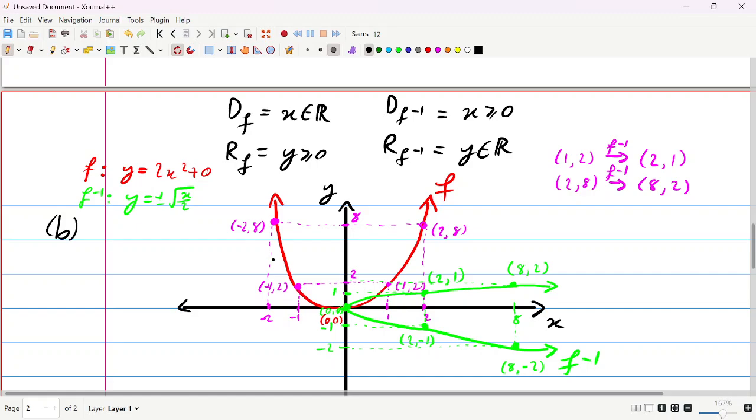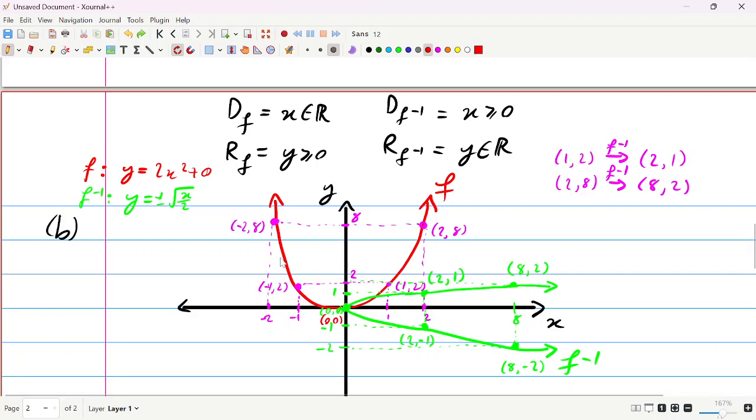But what do we notice here? Do you notice that the domain of f is just basically the range of the inverse, but the x and y are swapped? And the range of f is basically the same as the domain of f inverse, but the x, y are swapped. Do you notice that the range of the inverse is just the domain, and the domain of the inverse is just the range? So that is the stuff that I want you to know.